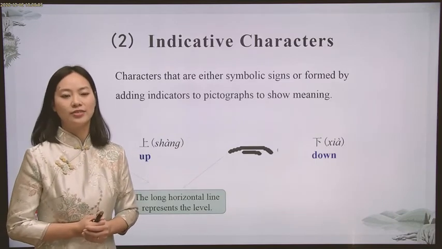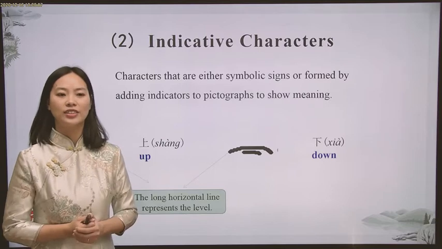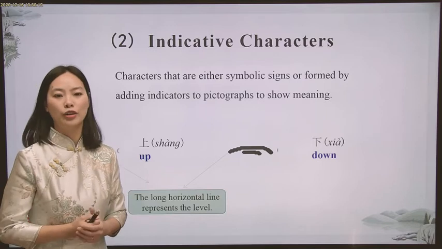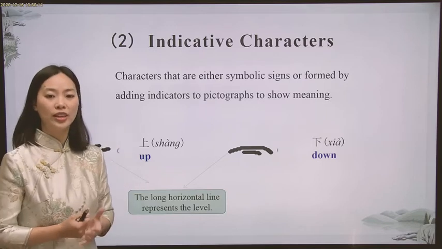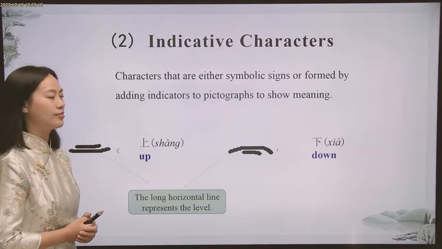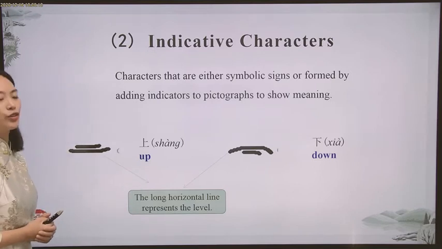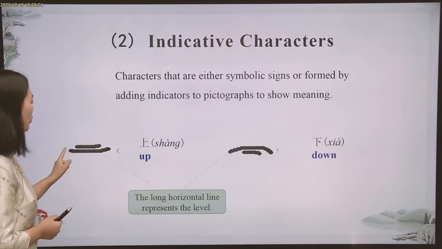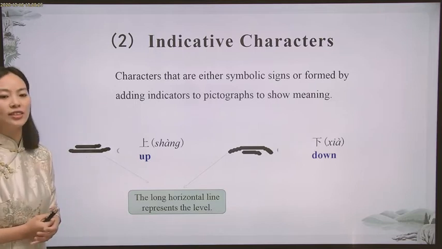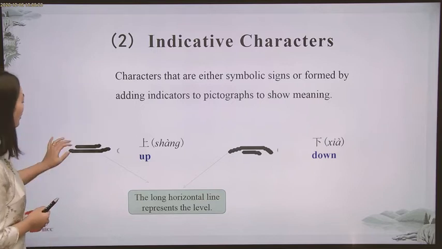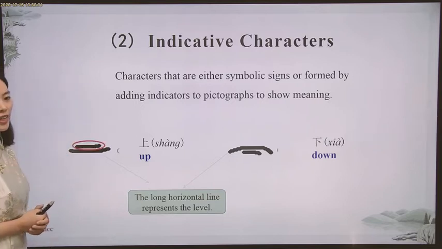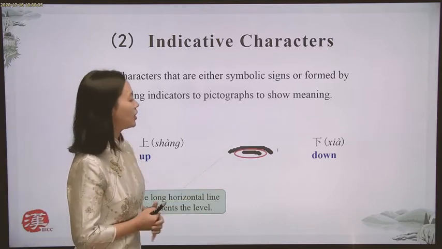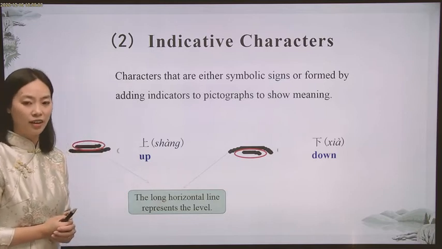Indicative characters. Indicative characters are characters that are either symbolic signs or formed by adding marks to pictographs to show meaning. These are two characters, 上 and 下. Both of them have a long horizontal line which represents the level. If we put a short line above it, it becomes 上. If we put a short line below it, it becomes 下, meaning down.